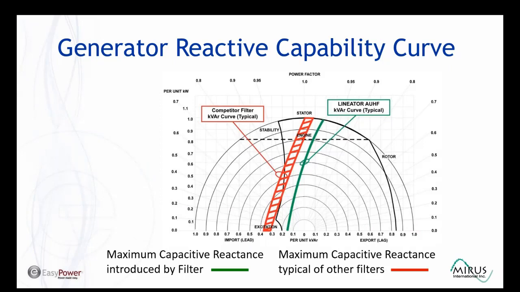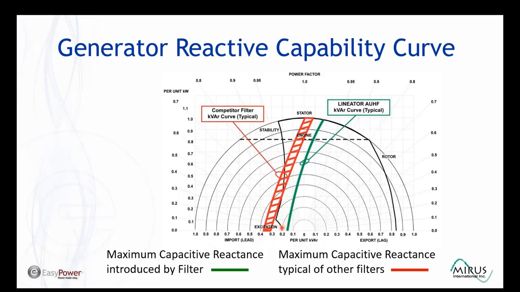So this slide shows a typical reactive power capability curve. All generator manufacturers will be able to supply you with a reactive power capability curve. It shows the kilowatt values on the Y-axis and the kVAR values on the X-axis. On the right side, in this case, we've got lagging reactive power, kVAR. On the left side, we've got leading reactive power, or capacitive power.